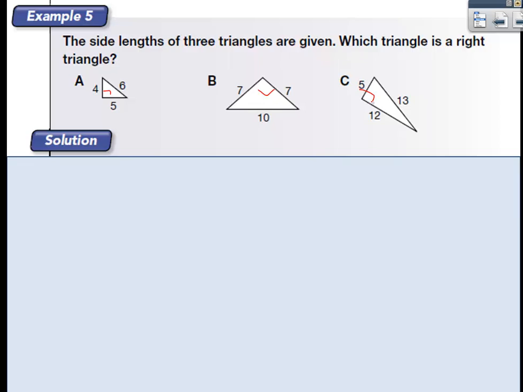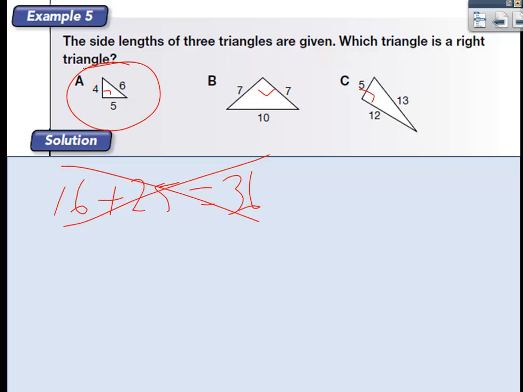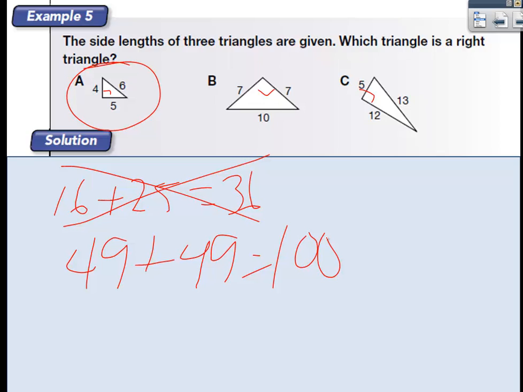I'll do A for you, and then you do the other two yourself. So A is going to be 4 squared is 16, plus 5 squared is 25, and 6 squared is 36. Well, does 16 plus 25 equal 36? It doesn't. So this is not a right triangle because the formula doesn't work. All right, let's look at B. 7 squared is 49, plus 7 squared is 49. Does that equal 10 squared, 100? It doesn't. Bam, that's not a right triangle.